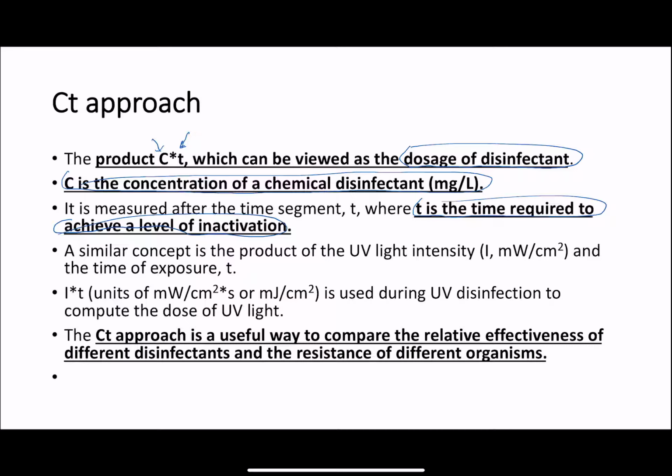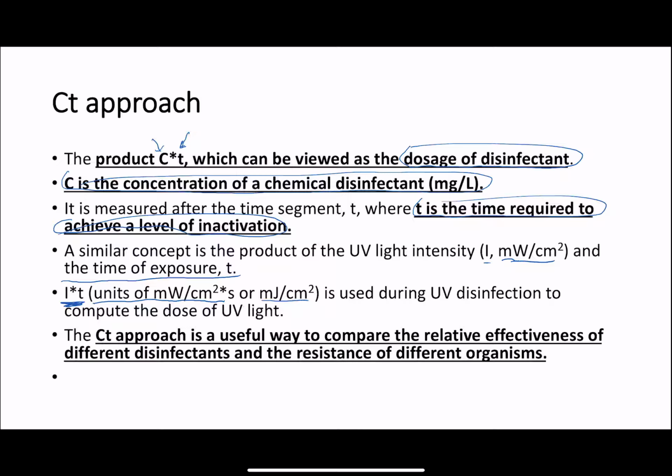Sometimes for ultraviolet, there is another similar concept: I, in milliwatt per centimeter square, and the time of exposure, T. For UV we call it IT. I times T, with I in units of milliwatt per centimeter square, gives millijoule per centimeter square. This is used only for UV disinfection to compute the dosage, how much UV light is needed.